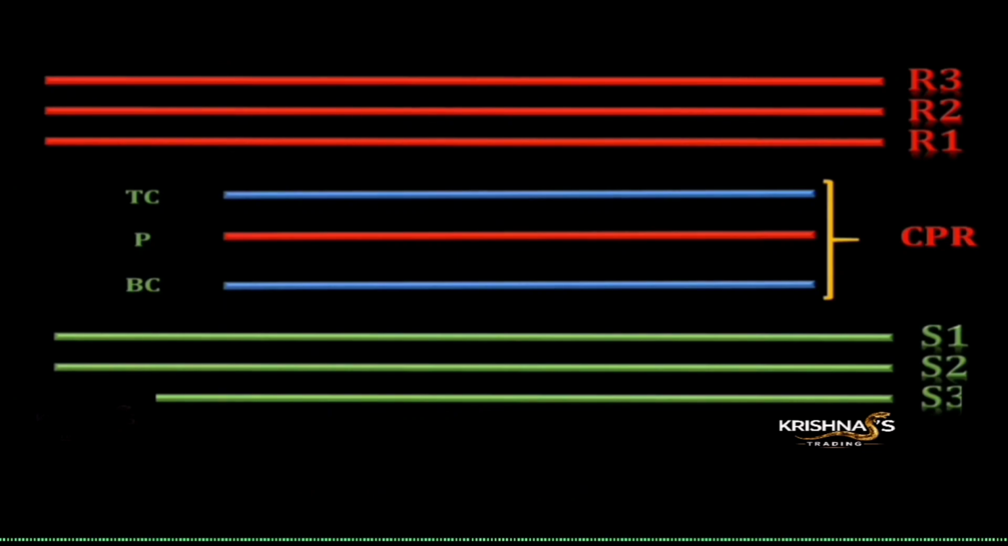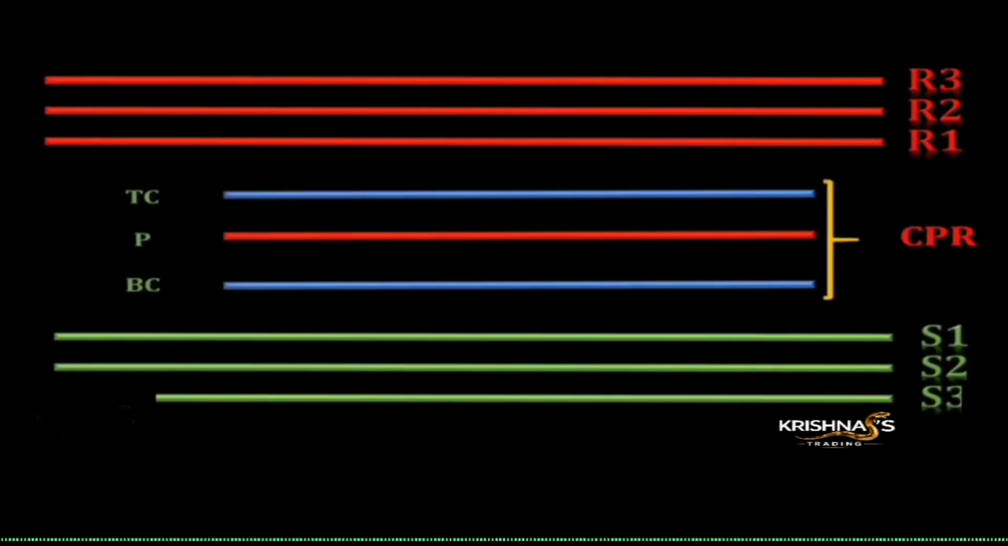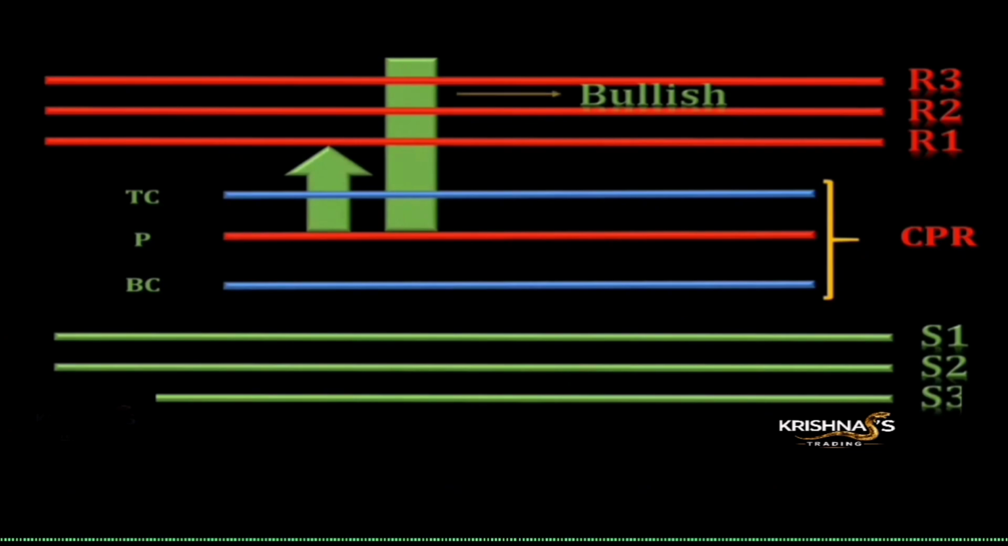Whenever a green bullish candle breaks the top central line, it means the market will be in a bullish mode. Whenever a red bearish candle breaks the bottom central pivot line, that means the market will be in a bearish mode. If a green candle breaks the top central pivot and sustains, it means the market will go up to R1, R2, R3.